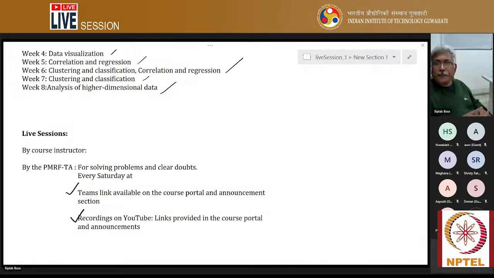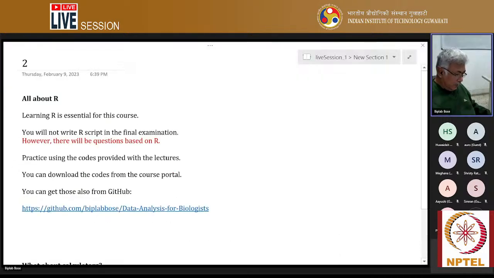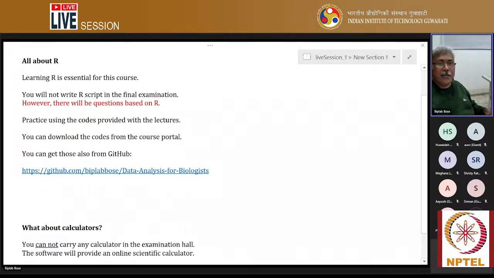Okay, so let me now go to another important topic, which is all about R. As I said, learning R is essential. Now, many a time people ask this question: will there be any R in the final examination? No. The final examination is like your GATE and JEE type online examination, where you have this software on your computer in the exam hall. You will not get R there. So there will be no question where you have to program using R.